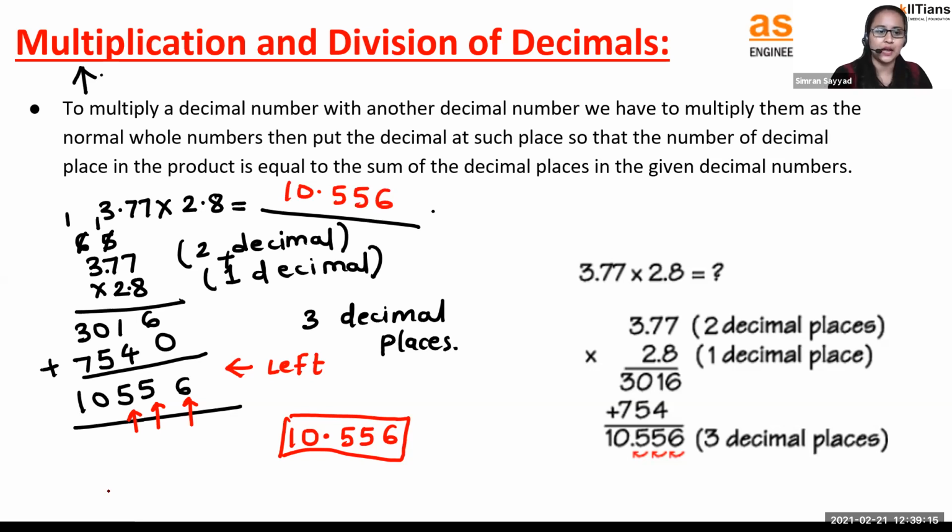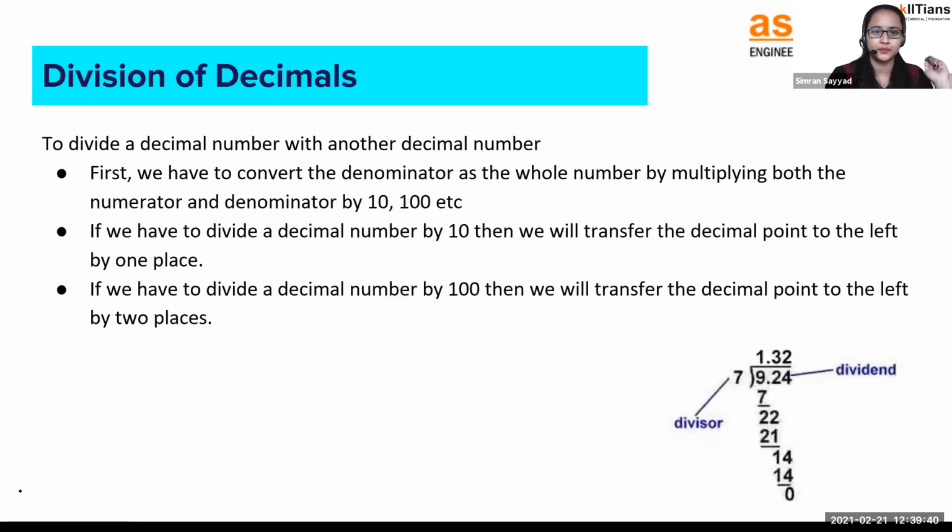Understood, students, how to do that? We have to simply do the normal multiplication. And after that, once you get the answer, you have to take the decimal places of the first number and the decimal places of the second number and add them. And those many decimal places you have to count from the left side and just give a decimal point.